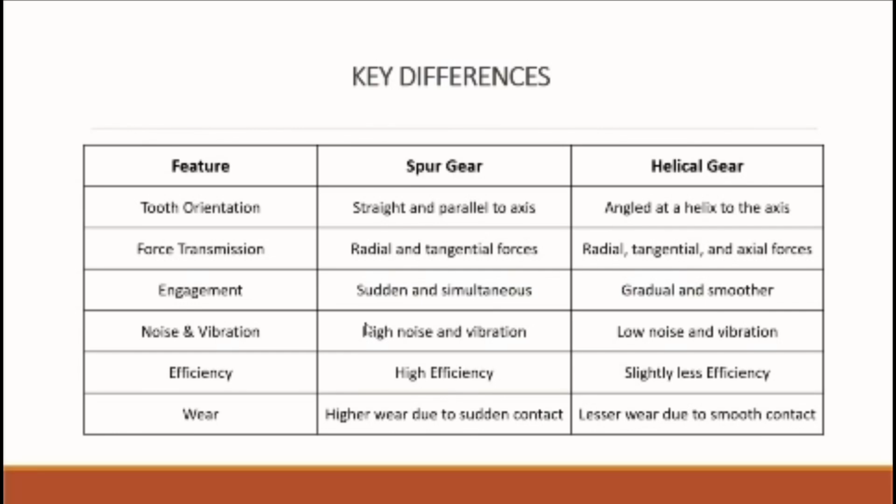The spur gear has high noise and vibration, but it provides high efficiency. Helical gear has low noise and vibration, but it provides slightly less efficiency. Whereas spur gear has direct contact between the teeth, it has high wear due to sudden contact, and helical gear has lesser wear due to smooth contact between the teeth. Now we move on to the force analysis.